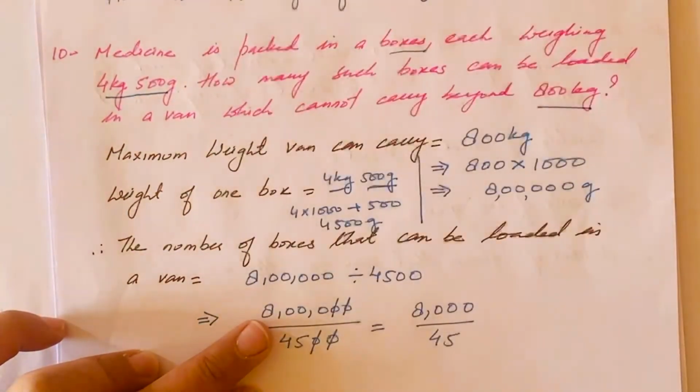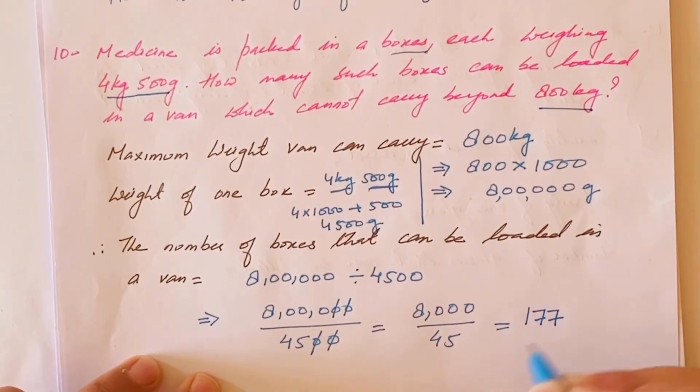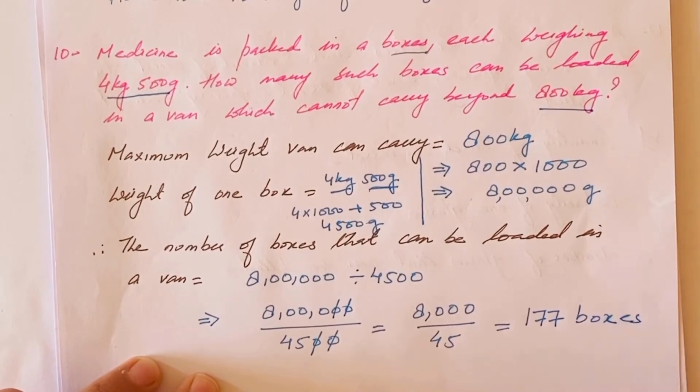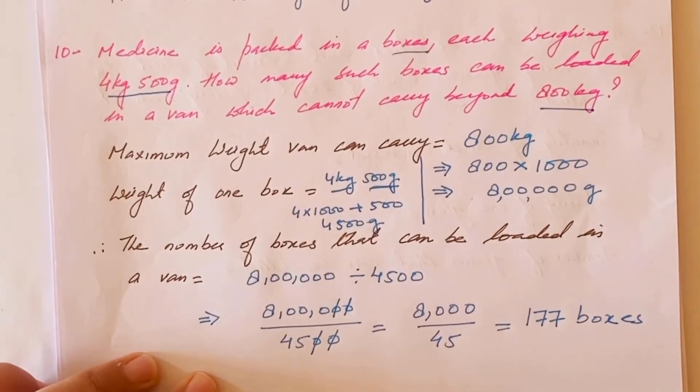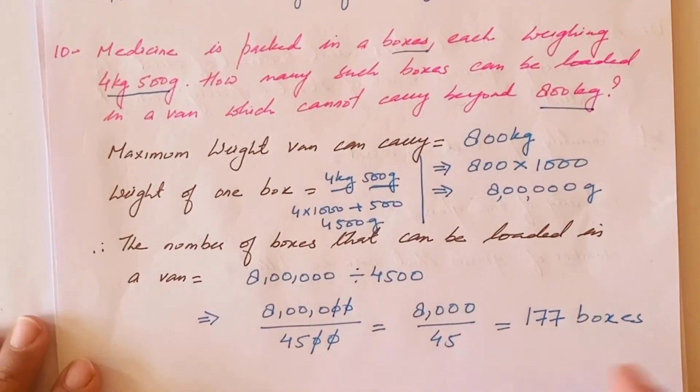Okay. When we divide this, we got the answer 177. So 177 boxes can be loaded in this van. This was your question number 10.